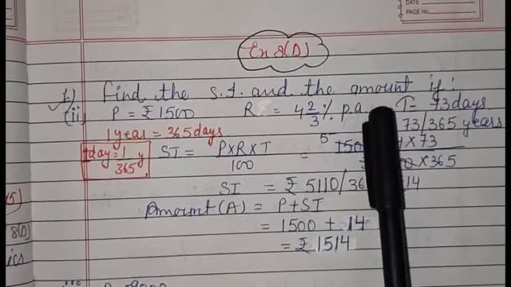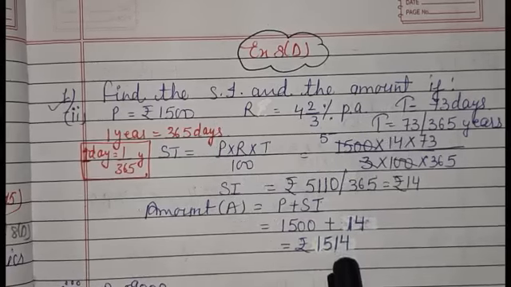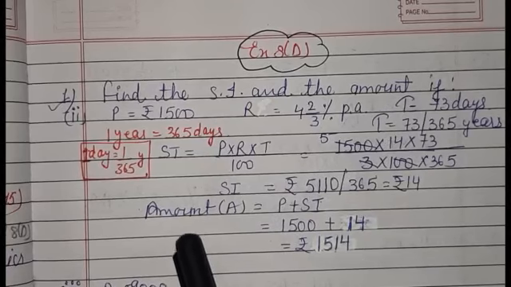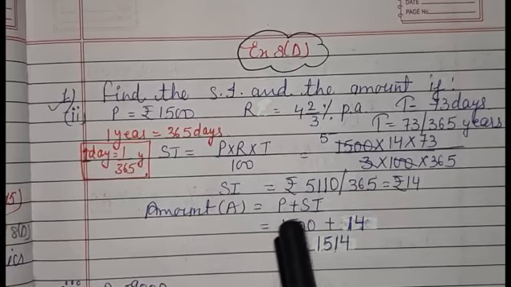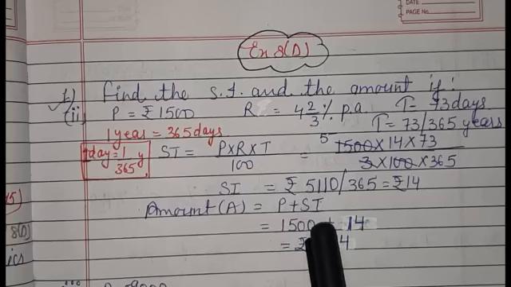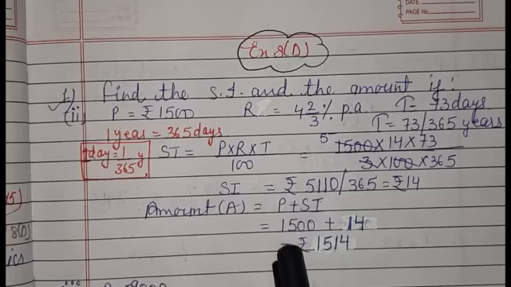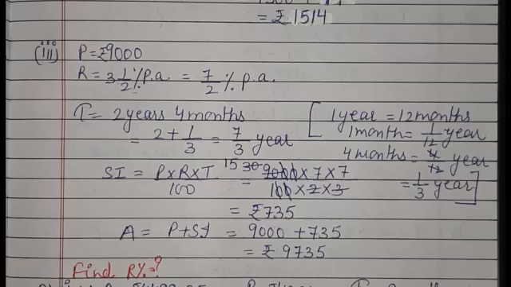Right? Now we have to calculate amount also. We know that amount is equals to principal plus simple interest, SI. Put the values 1500 plus 14, 1514 will be the answer.